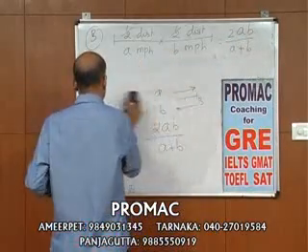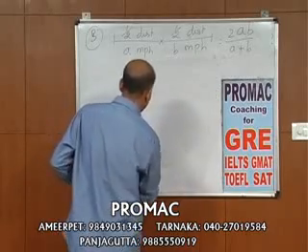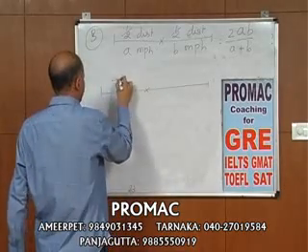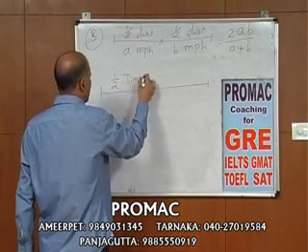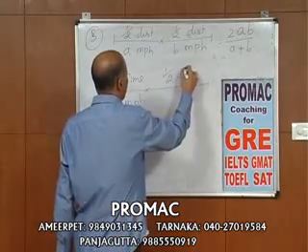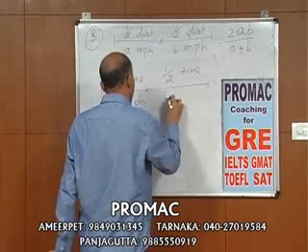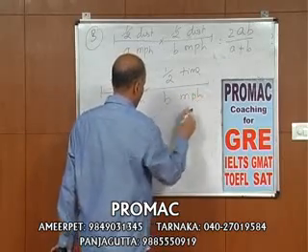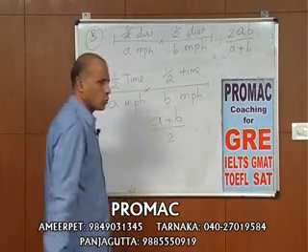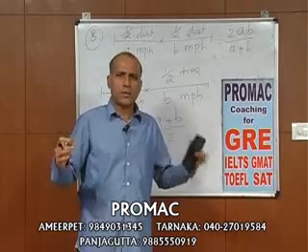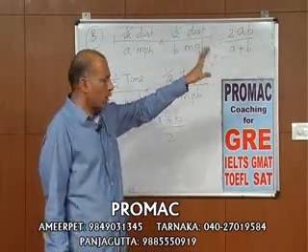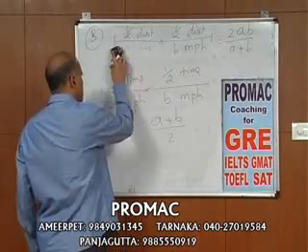When I travel a certain distance, half the time at a speed of a miles per hour, remaining half of the time at a speed of b miles per hour, mean speed is a plus b by 2. So this is the concept of mean speed. I hope you have understood.